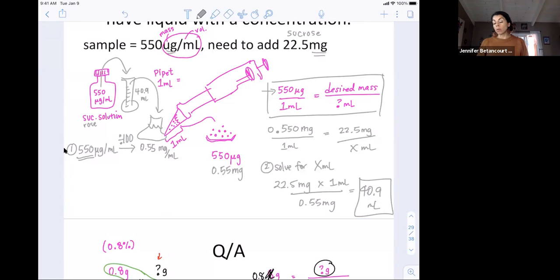And that's it. So that's how you would obtain 22.5 milligrams of sucrose if you don't have actual solid in the lab. Okay. So yes, Carolina, you can round to 41 when you're making it in the lab, but your answer should still say 40.9. Okay, great. So those are the typical math approaches that are used very, very often in molecular, micro, cell, any kind of biomedical research lab. It uses this type of math all the time.